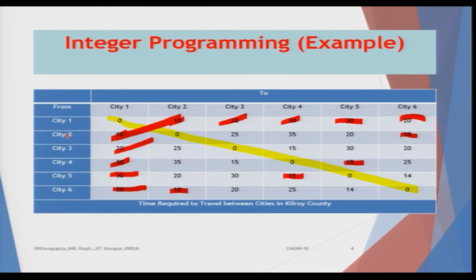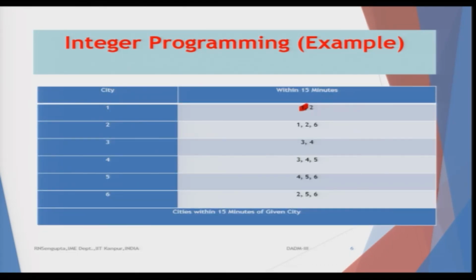Similarly, when I go to 2, as it is a symmetric matrix, 1 is also included, 2 is also included, 3 no, 4 no, 5 no, 6 yes. So, let us see for 2 it is 1, 2 and 6. So, we see, as rightly found, within 15 minutes you have basically city 1, 2, 6 from city 2. Similarly, from city 3's perspective, 3 would be there, 4 is there.